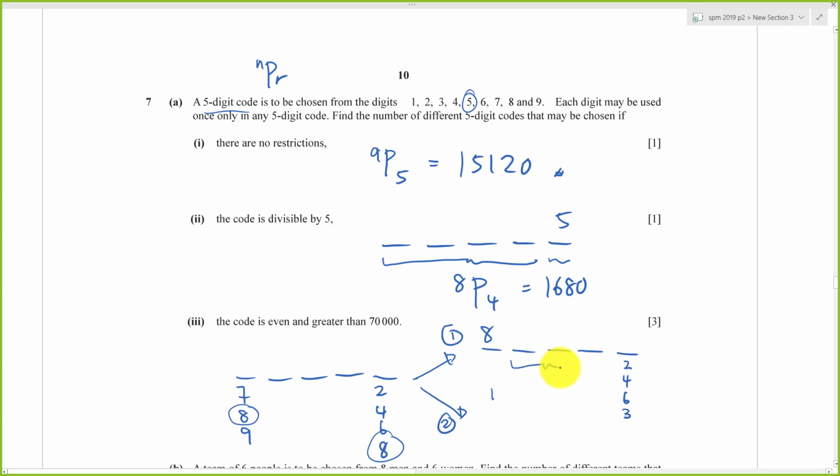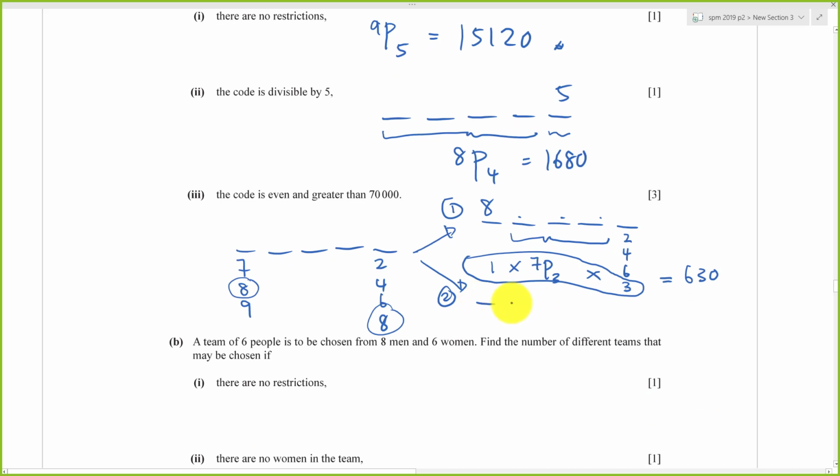Then for the middle, think like this: I already used 2 numbers from the 9 digits here, so I still have 7 numbers left. From 7 numbers, I'm going to choose 3 to arrange in the 3 places here. Then you multiply each other, which is 1 multiplied by 7P3 multiplied by 3. Type it in the calculator and you will get 630.